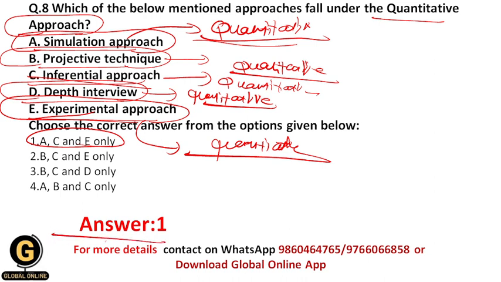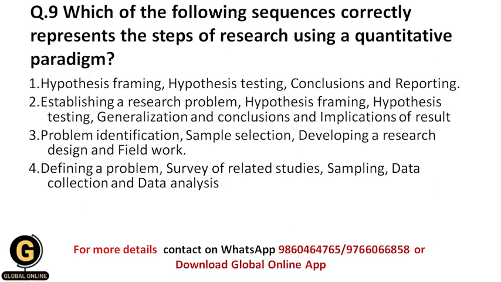Okay, which of the following sequences correctly represents the steps of research using a quantitative paradigm? Quantitative paradigm means exactly from which perspective or approach you are doing the research by using quantitative methodology. In every research there are lots of sequences of steps that we need to follow, and these are nothing but the scientific method.